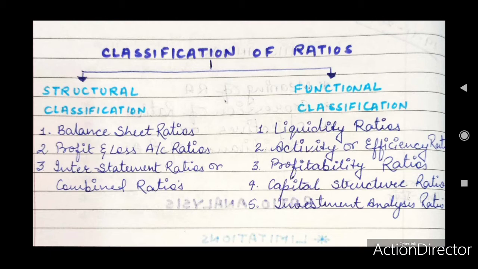Number 3. Interstatement ratios or combined ratios. The information required for the computation of these ratios is normally drawn from both the balance sheet and profit and loss account. Examples of such ratios are return on capital employed, return on owner's fund, return on total investment, debtors turnover ratio, creditors turnover ratio, fixed assets turnover ratio, working capital turnover ratio, etc.